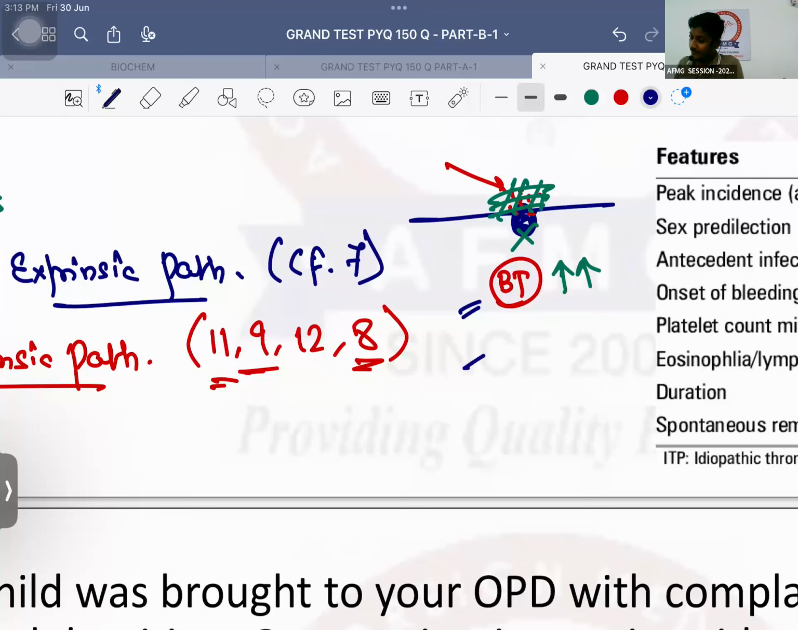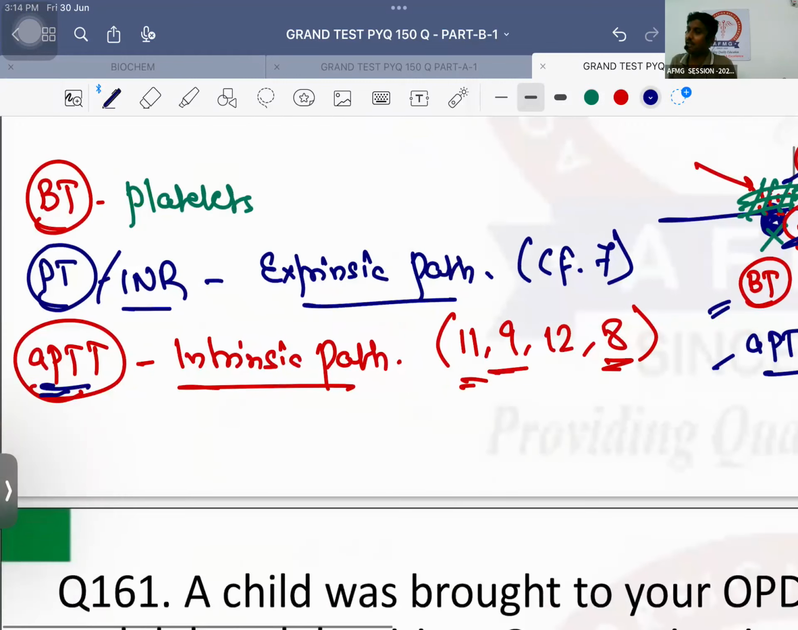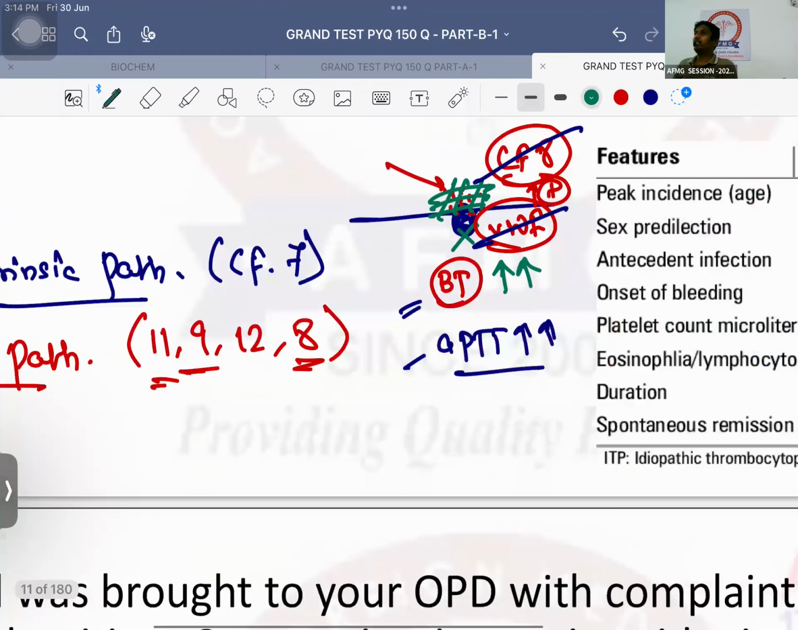Very good. APTT. Why APTT? Anybody? Shabash. Because this von Willebrand factor is responsible for activation of clotting factor 8. If von Willebrand factor is not there, will clotting factor 8 be activated? No. And when clotting factor 8 is absent, which pathway is affected? Intrinsic pathway. And which time prolongs? APTT. Understood? When both BT and APTT are prolonged, direct diagnosis is von Willebrand disease. Direct diagnosis is von Willebrand disease.